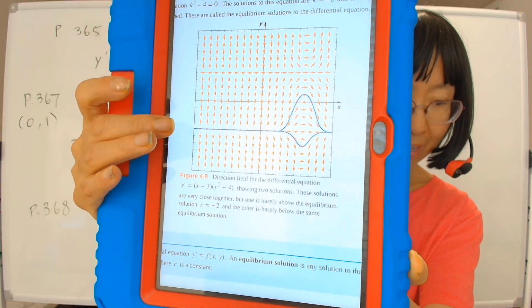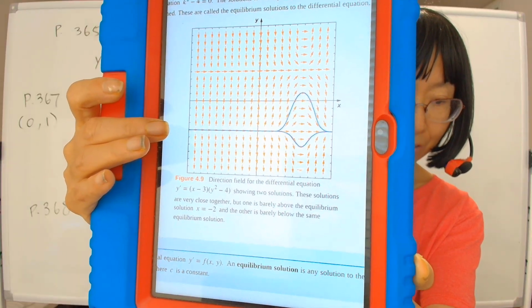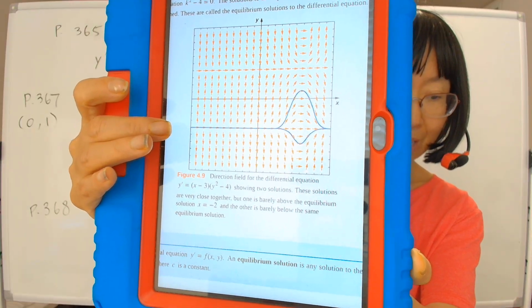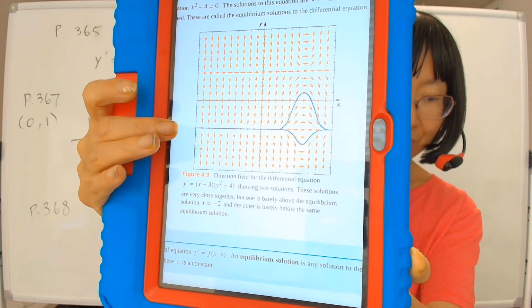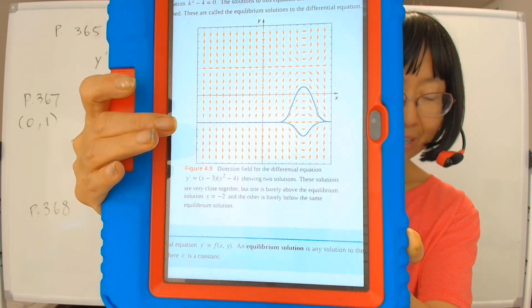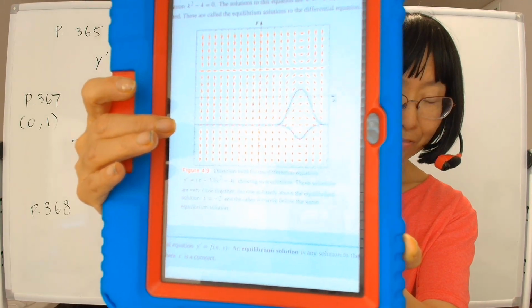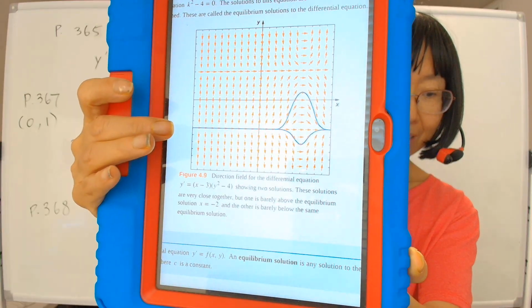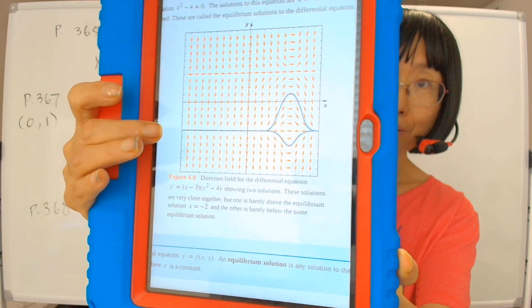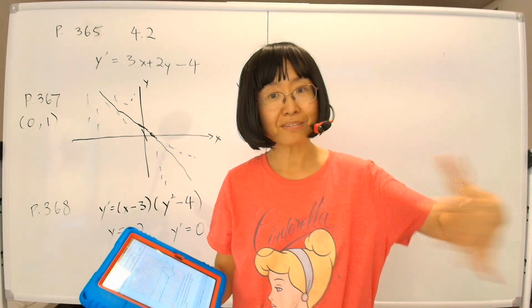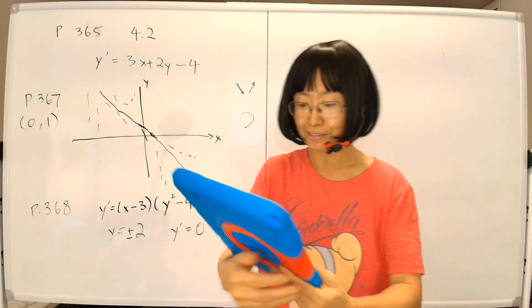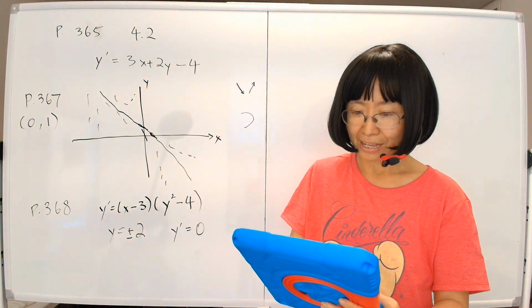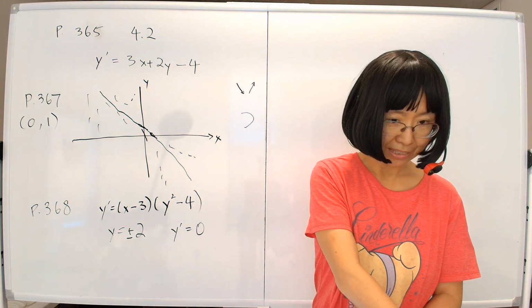Whereas for the solution down here, you see all the other arrows are pointing away, which means if you start at a slightly different point, you very likely will get taken off, and so that equilibrium solution basically repulses other solutions. Other solutions tend to get away from it. So let's look at the next page.